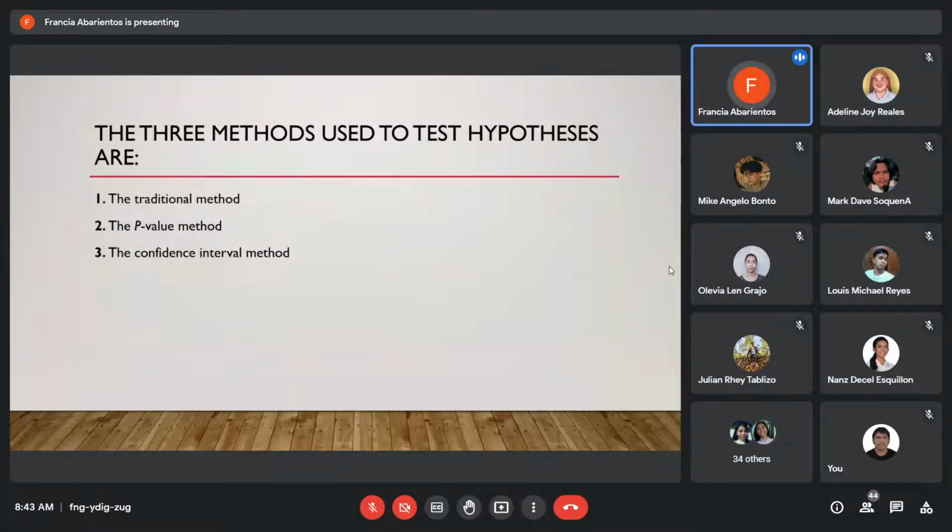Usually, you have these three methods that are used to test hypotheses. So, what are those? We have the traditional method, the p-value method, and the confidence interval method. So, I will discuss this and explain how we evaluate the different methods in testing the hypothesis. Okay, tatlo yan class. We have the traditional, the p-value, and the confidence interval.